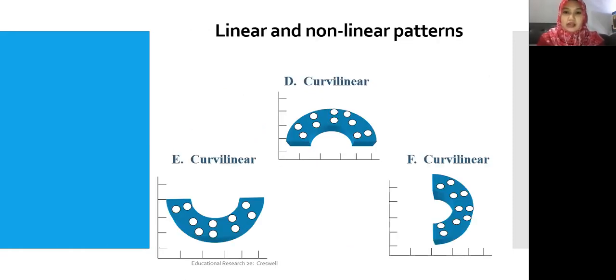Okay, we have nonlinear patterns here. This is nonlinear patterns or curvilinear because the shape is like U, so it is called U shape, melengkung seperti huruf U ya. So these are types of nonlinear patterns here. Next, please.